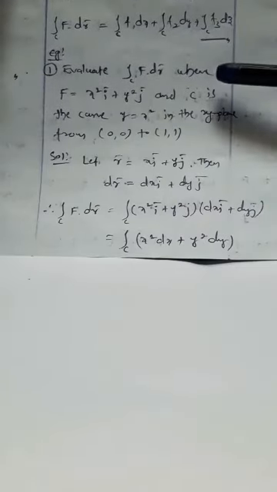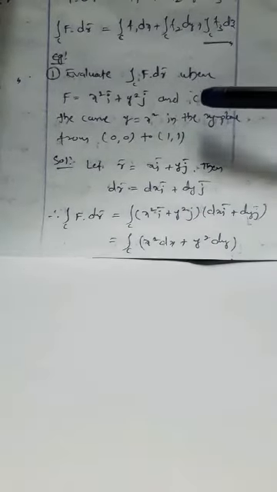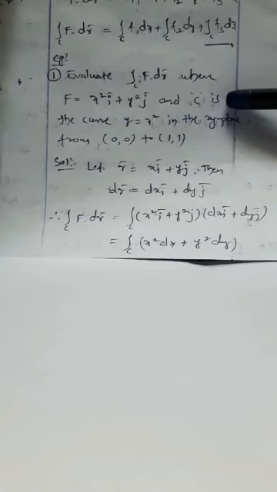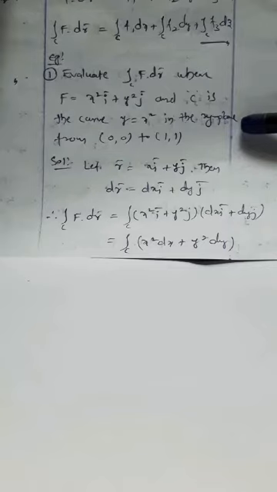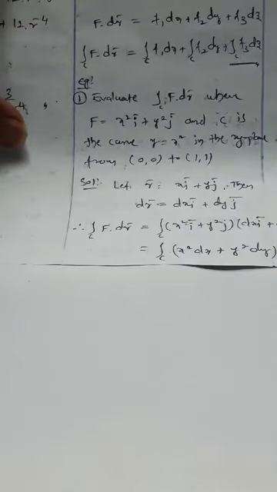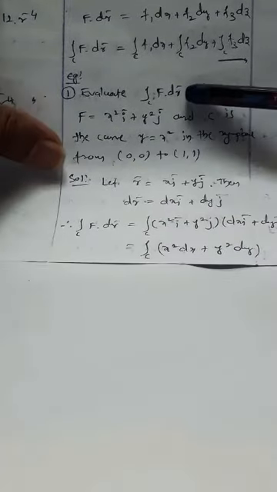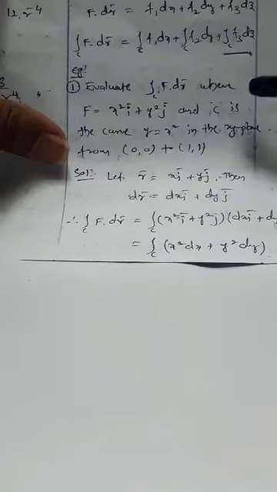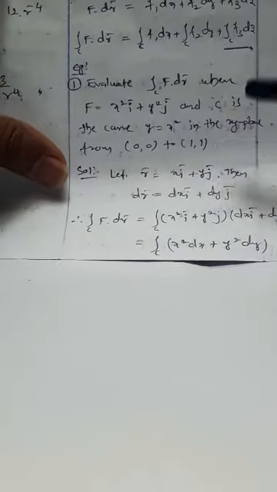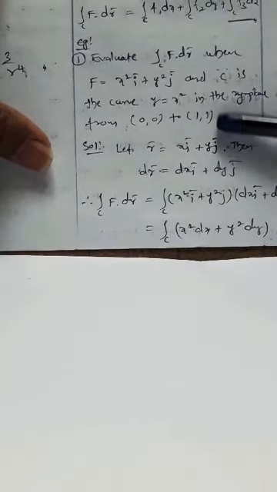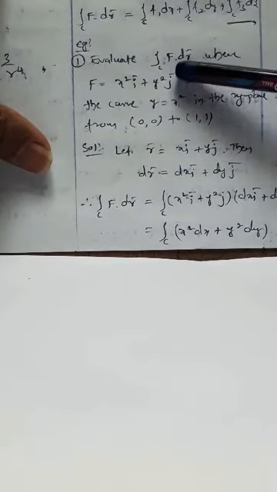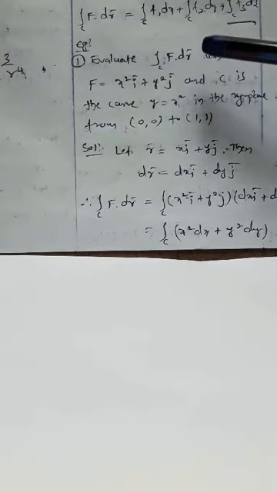Evaluate ∫c F·dr, where F = x² i + y² j and C is the curve y = x² in the xy plane from (0,0) to (1,1). So here is the problem: F·dr, where F is given, and the curve y = x² between the points (0,0) and (1,1). So here let me do the curve integral F·dr. Before that, let me write.